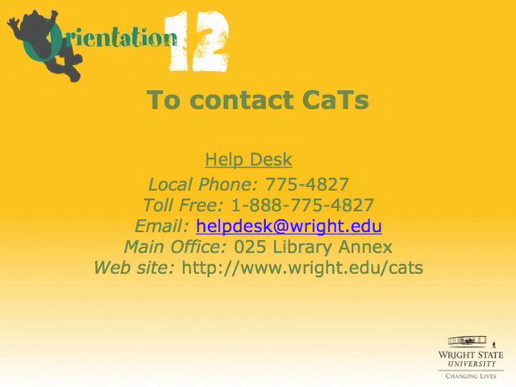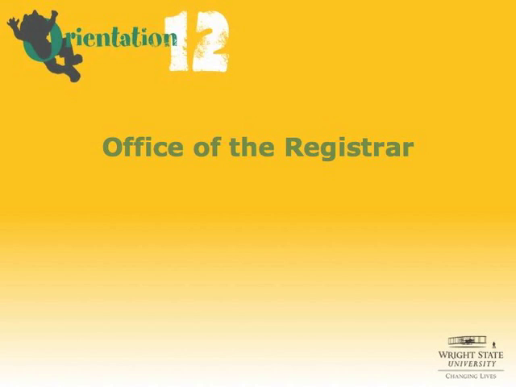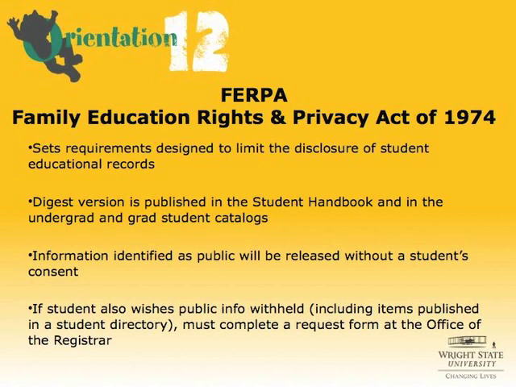www.wright.edu/cats. The Office of the Registrar deals with registration, graduation, and academic records, as well as the policies and procedures that affect them. The Office of the Registrar, like all Wright State offices, must adhere to the Family Education Rights and Privacy Act of 1974, or FERPA. FERPA sets requirements designed to limit the disclosure of student educational records.